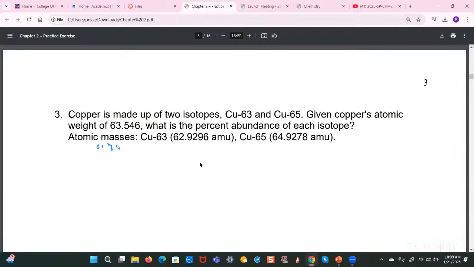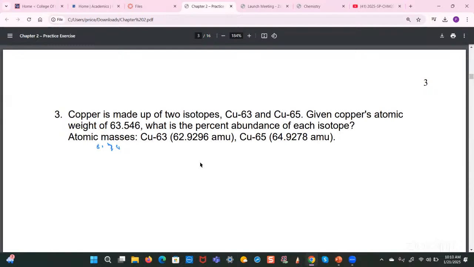The question says copper is made up of 2 isotopes, and it gives you the 2 isotopes, copper 63 and copper 65. Given copper's atomic weight of 63.546 amu, what is the percent abundance of each isotope? Now, this one is different from the previous one in that they're asking for the percent abundance of each isotope present. And it gives you the atomic masses of copper 63, copper 65, and the atomic weight that is given, that's assumed to be the weighted average atomic mass, right?